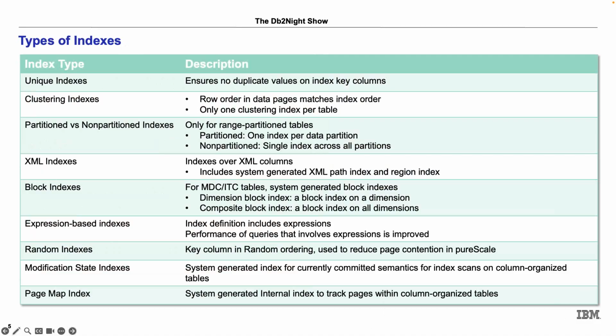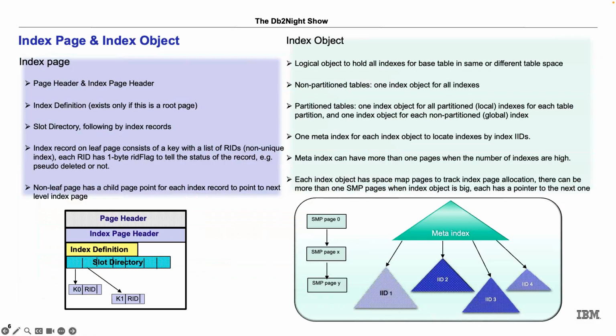And the last is the page map index, which is an internal index that you will hear a lot when you're dealing with column-organized tables. It tracks page allocation for CDE tables. Okay, so this is a quick review of types of indexes.